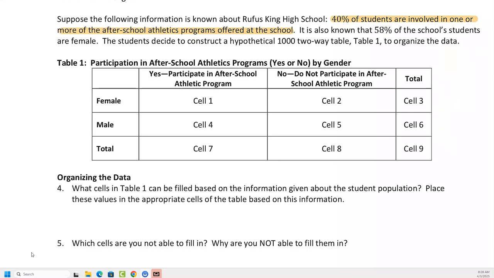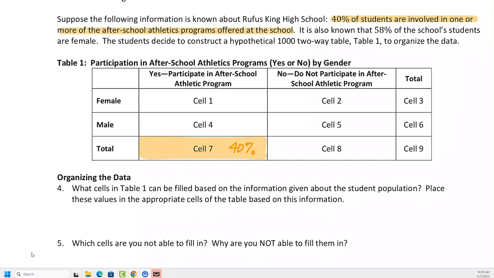It's going to be in the totals, right? We're just looking at students, right? And so then it's involved in an athletic program. So which cell is it? Yeah, 7. Okay, so cell 7. And just for the sake of the discussion, I'll write the 40% here, but we're going to work on that down below. Okay, and then they actually give you one other piece of information here, only 2 pieces of information.